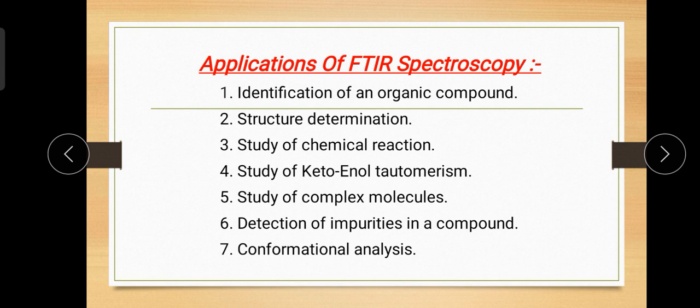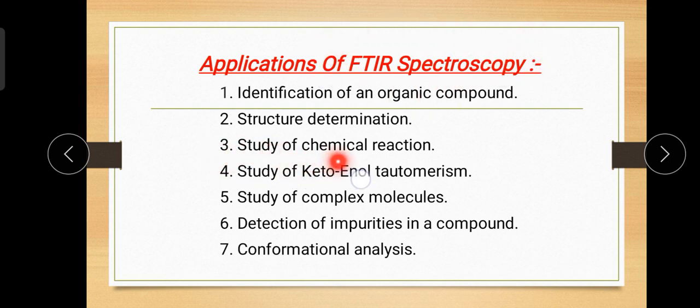Now what are the applications of FTIR spectroscopy? There are different applications of FTIR spectroscopy. Here the first application is the identification of organic compounds. We know that in chemistry there are different organic compounds. If we want to identify a particular compound, then we can use FTIR spectroscopy. Second is structure determination. That means we are able to determine the structure of the given compound with the help of FTIR spectroscopy.